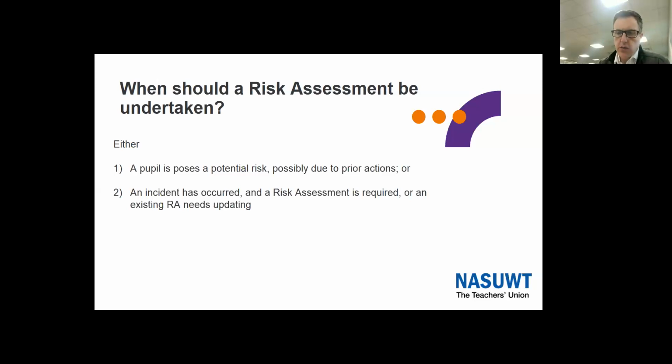So when should we consider doing a pupil risk assessment? Well, that's either when a pupil poses a potential risk, and a potential risk could stem from actions in the school or prior actions. So if you're in a secondary school, it could be reports from their primary school. It could be actions that have happened out of school that the school has become aware of. Or, of course, a risk assessment may be required if an incident has already occurred in school, in which case it may be that a new risk assessment is needed, or an existing risk assessment will need to be updated.